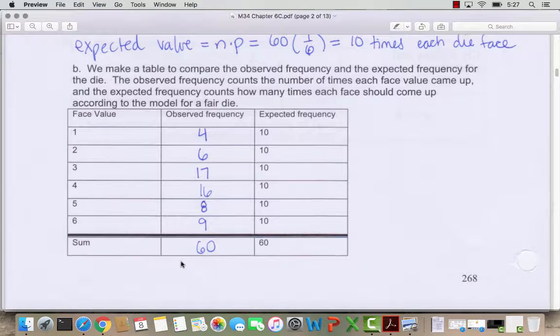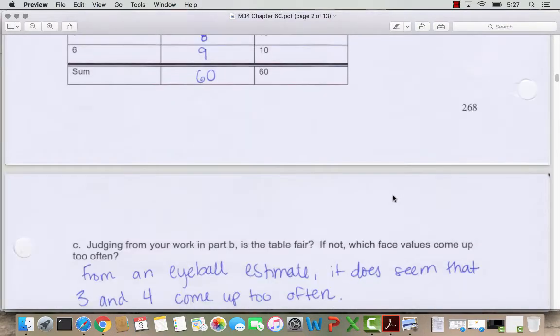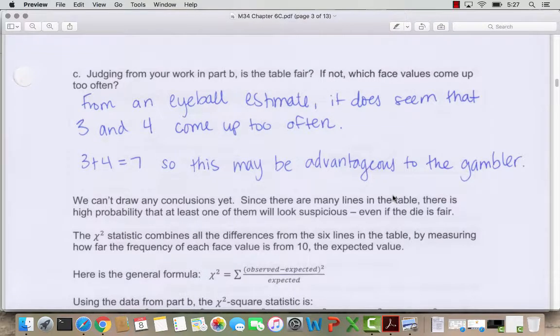And then let's just do a quick eyeball fit. How does what we observed compare to what we expected? The 1s look a little low and the 2s look a little low. The 3s look a little high and the 4s look a little high. The 5s and 6s are low, but maybe that's close enough to 10 that we're not surprised by that difference. So from an eyeball estimate, it does seem that 3 and 4 come up too often. 3 plus 4 is 7, so this may be advantageous to the gambler, right? A lot of gambling games pay out for 7s.